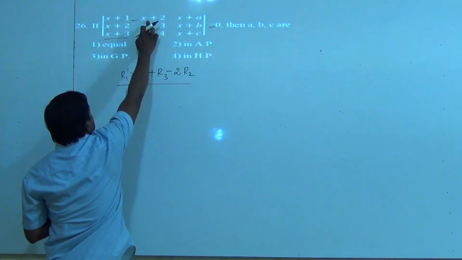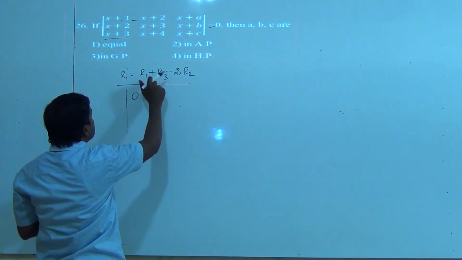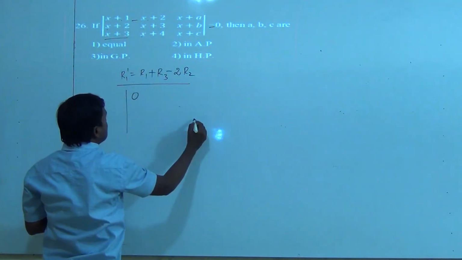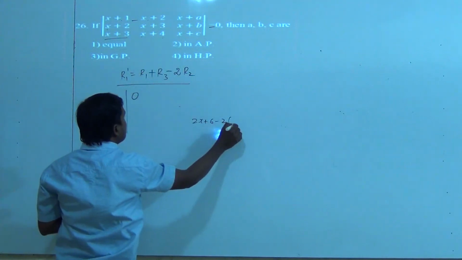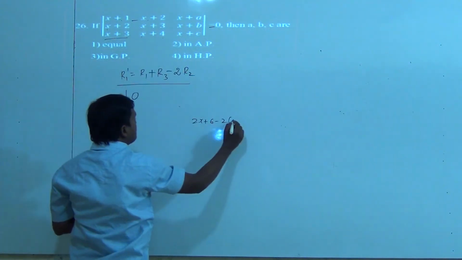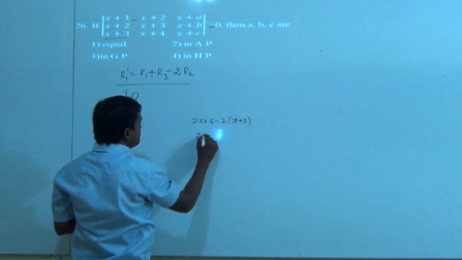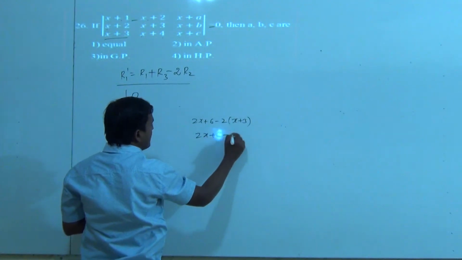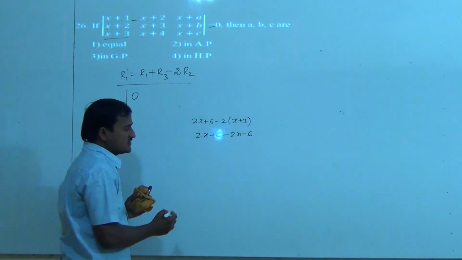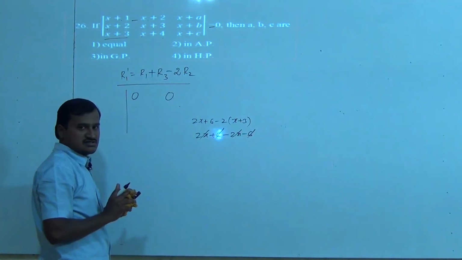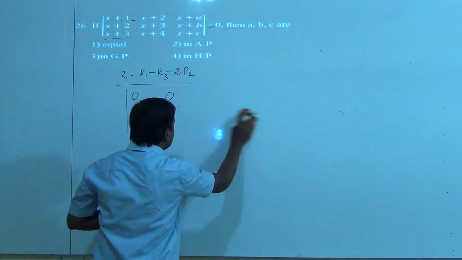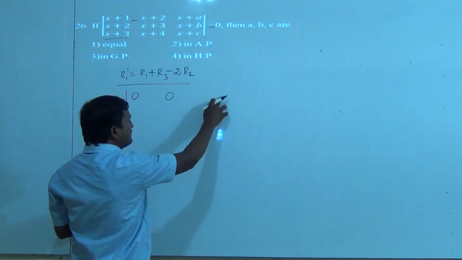Similarly, what about this element? Again r1 plus r3: x plus x is 2x, and 2 plus 4 is 6, minus 2 into r2, which is x plus 3. Simplify this: 2x plus 6 minus 2x minus 6. So clearly this will get cancelled, and therefore your answer is 0.